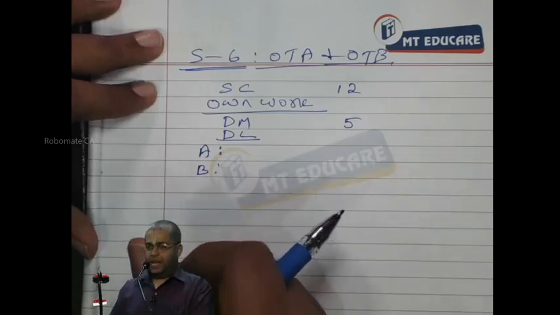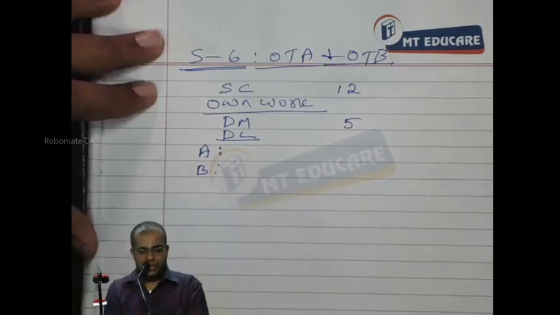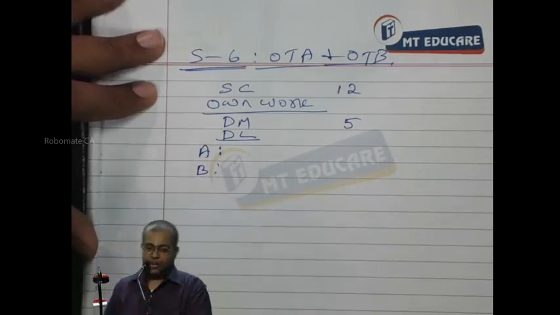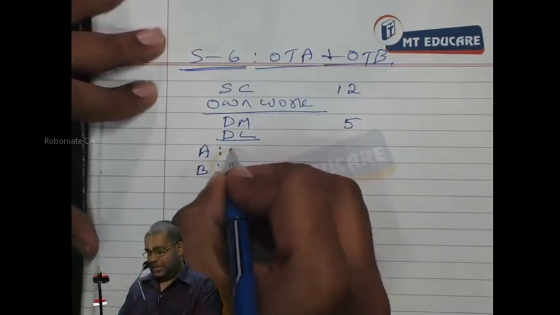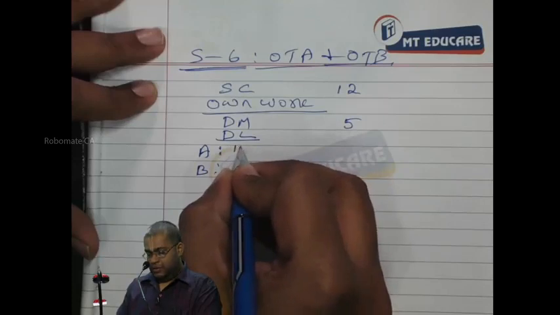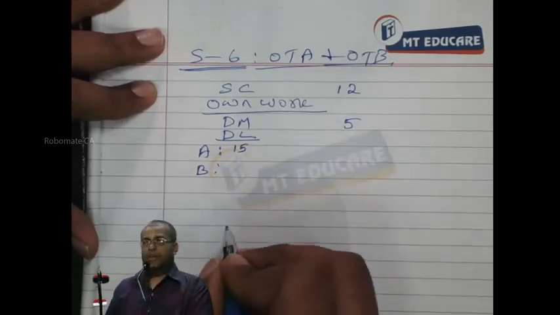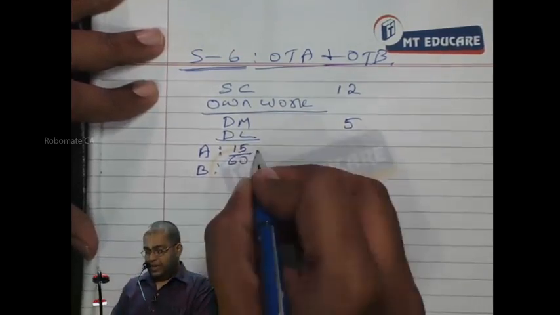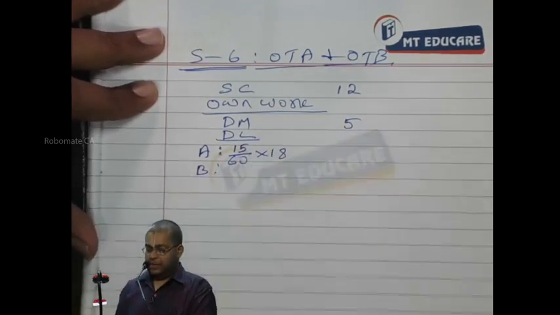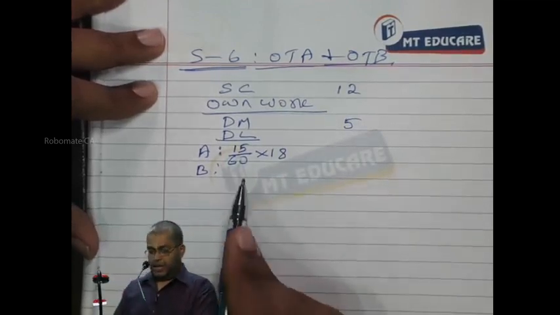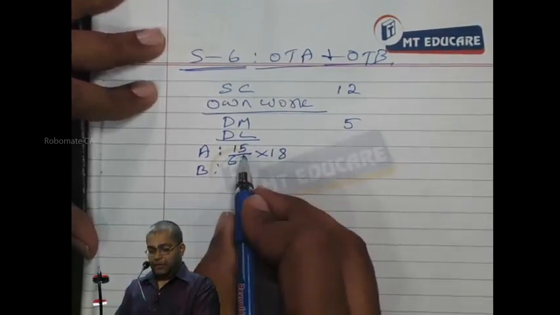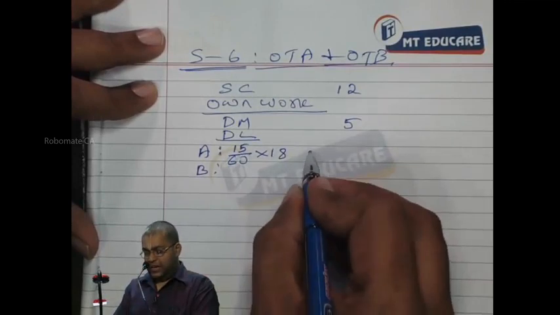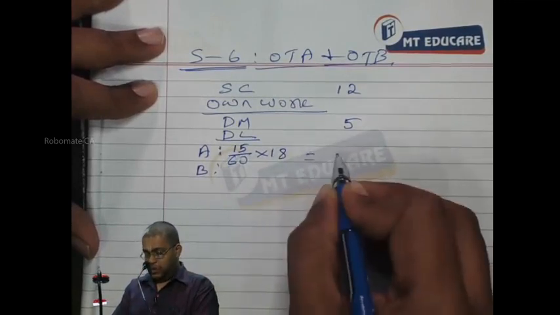What is overtime per hour of machine A? 15 rupees is the overtime per hour. 15 by 60 is per minute, into how many minutes here? 18 minutes. 15 by 60 into 18. 15 rupees per hour, what is it for 18 minutes? Tell me the number.